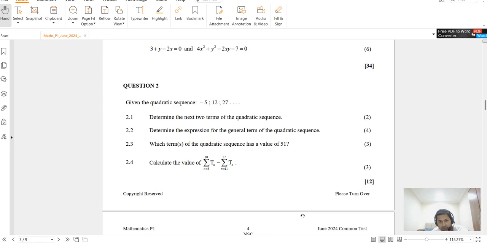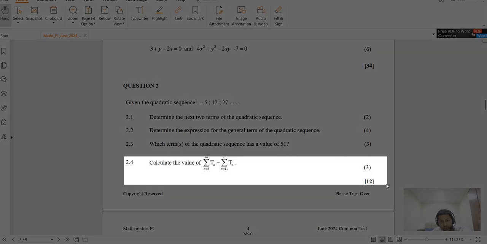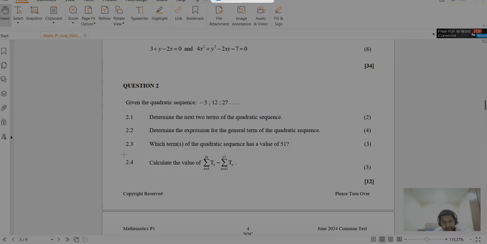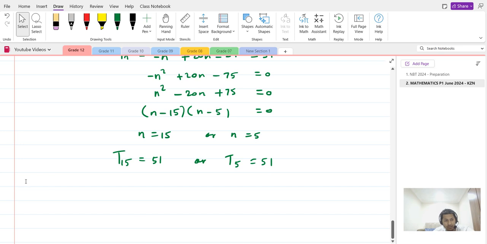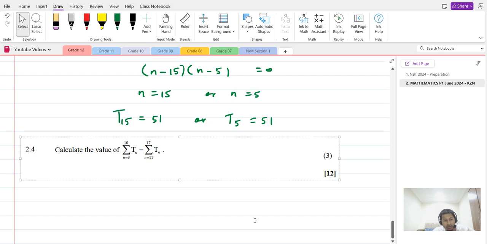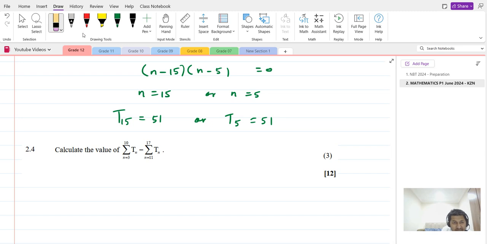Let's look at the last one, 2.4. Calculate the value of the sum. So what we are doing here is basically summing up: calculate the sum of Tn for n equals 3 to 10, and the sum of Tn for n equals 11 to 17. So we need to check what's happening from 3 to 10.